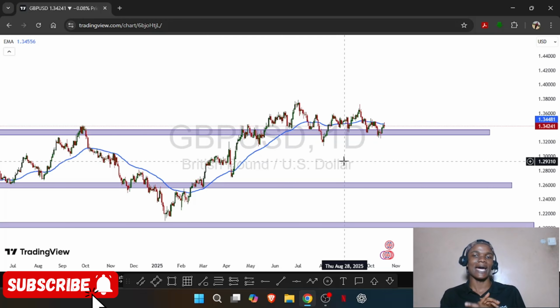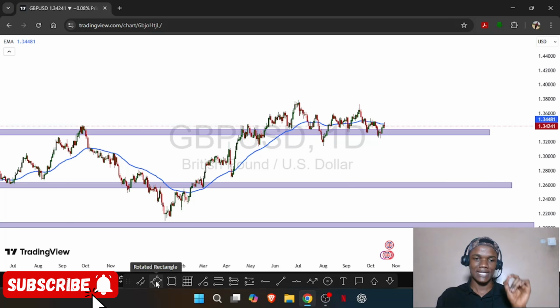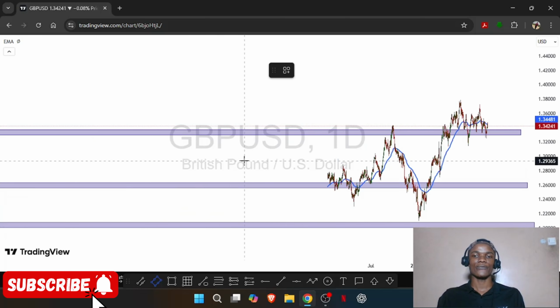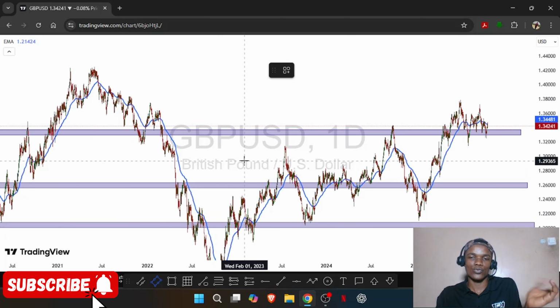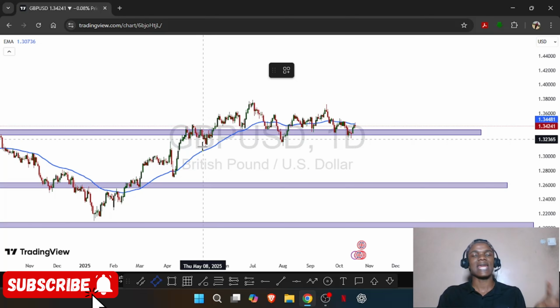So on the weekly, I know we are in the key zone. Now on the daily, I also have key zones, but I use a different tool for it. I use the tool called the rotated rectangle. I click on it, and I look out for the same thing I look for on the weekly: those key zones, those areas of interest the market has touched. Mostly I like to see 3 touches. 2 is fine, but 3 is perfect.